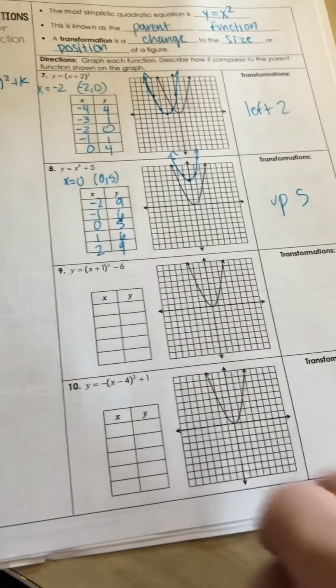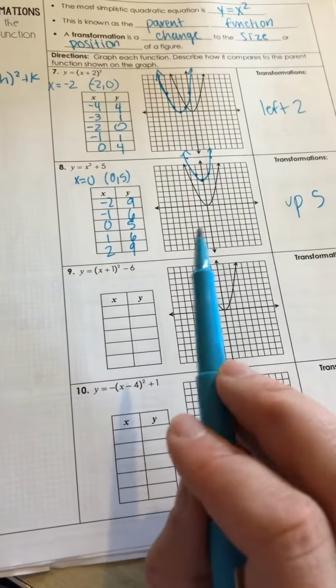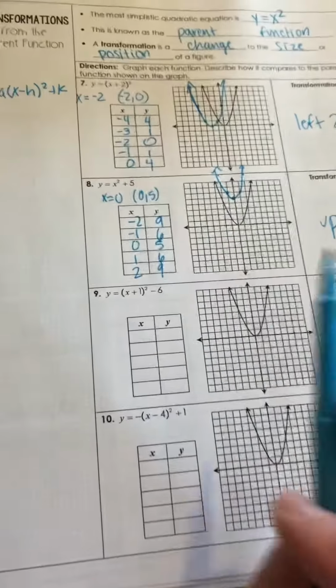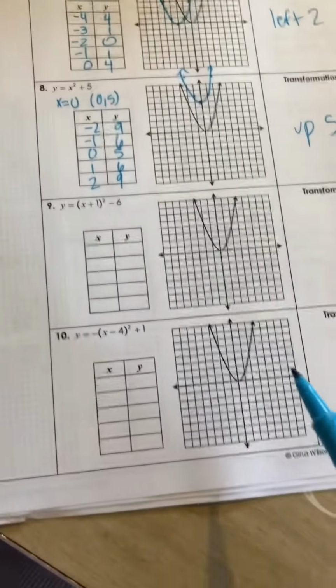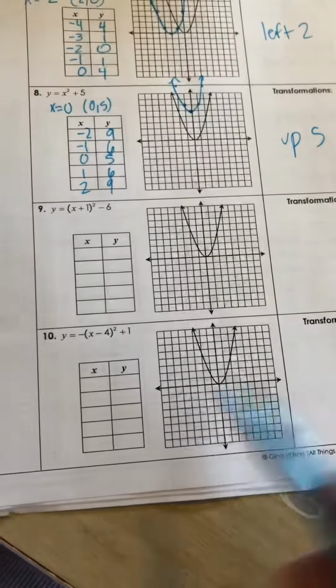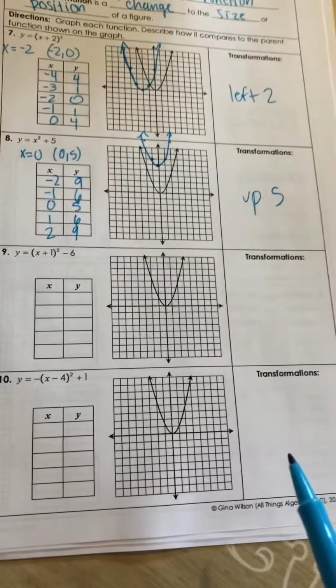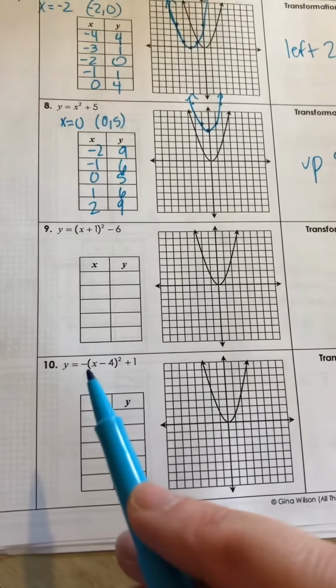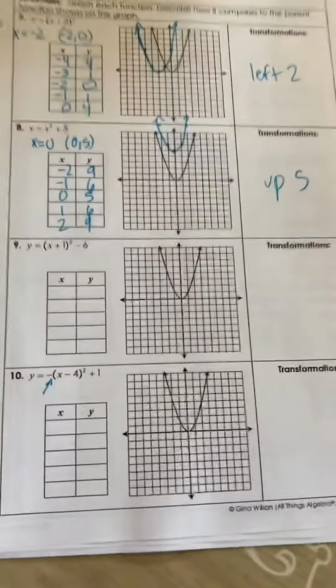Okay, you have 2 more to do. I will tell you what you're going to do. For this one, you're going to say it went right or it went left, something like that. And then for this one here, you're going to say 3 things. It went right or left, it went up or down. And then for this one, you can tell with this negative number right here that it's going to be a frown, right? So you can say that it also flipped.